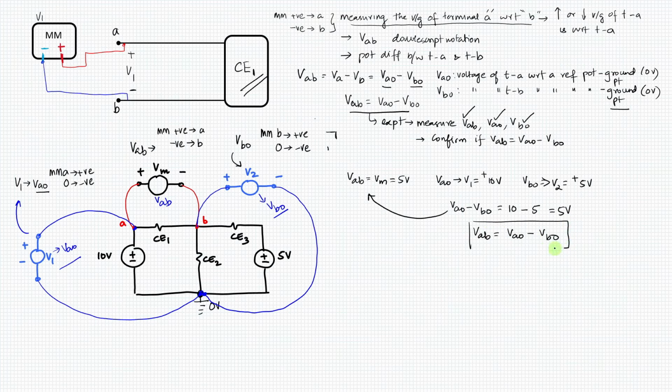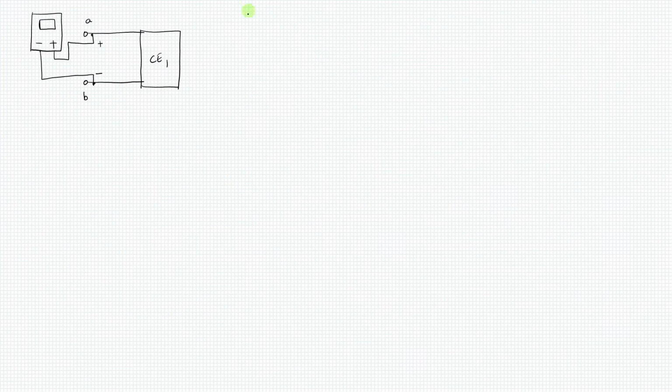And this is a very important result, and I wanted you to feel this result. That is why we have done this experiment. Now let us just make some conclusions from this particular experiment. So you have measured VAB to be equal to plus 5 volt. This is what the measurement gave. That means VAB is positive.